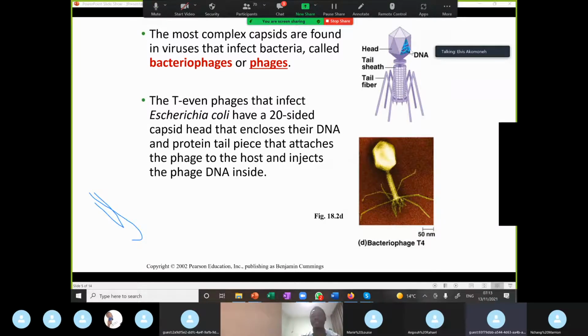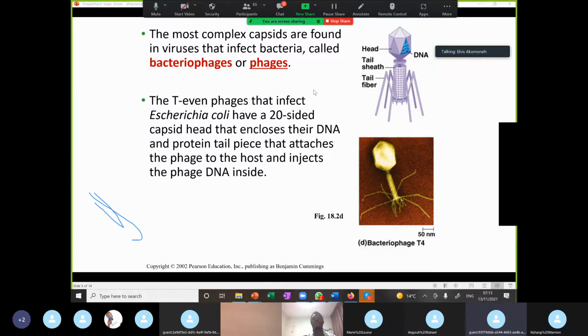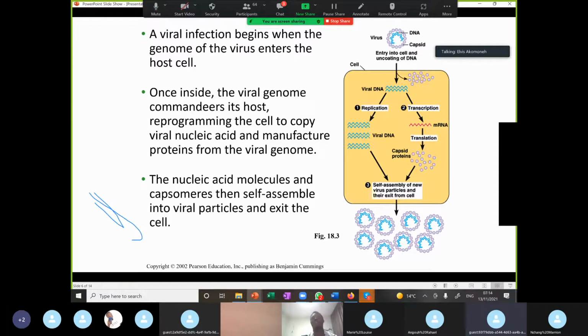Again, you see the nucleic material there and a protein shield, and then it has some tail fibers, which are very important for infectivity. It uses these tails to thrust itself into the bacteria or host cell, and typically thrusting its nucleic material. It's a DNA virus, so it thrusts its DNA into the host cell.